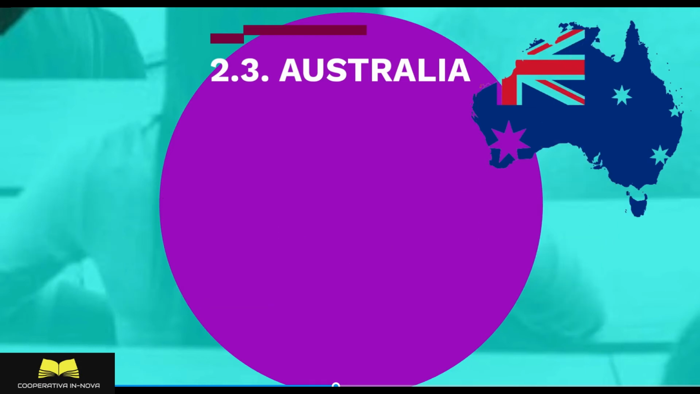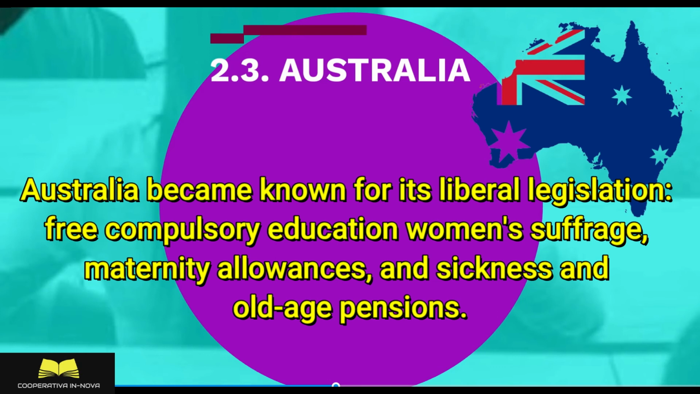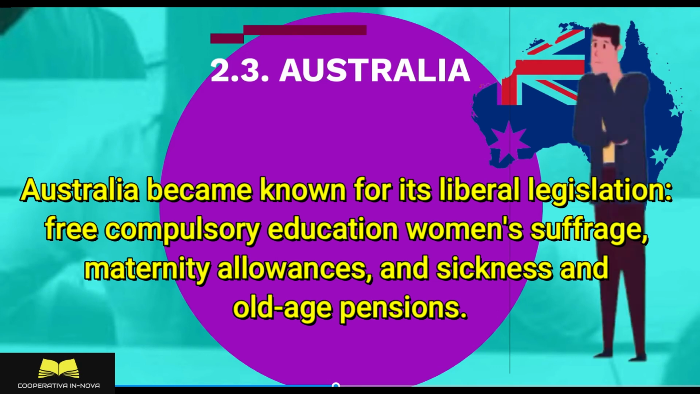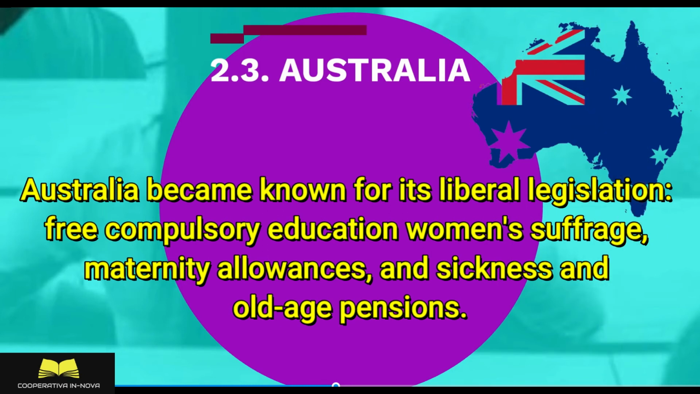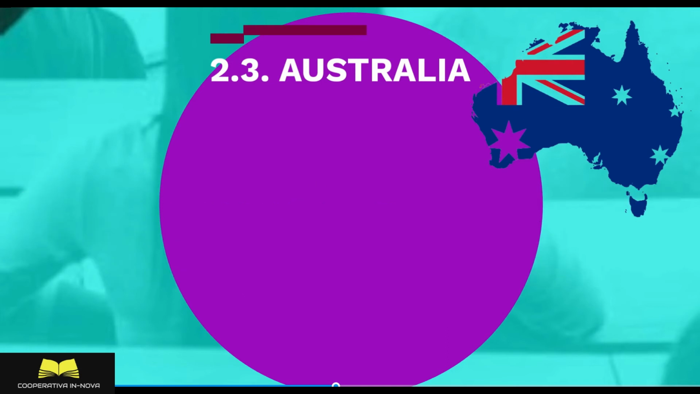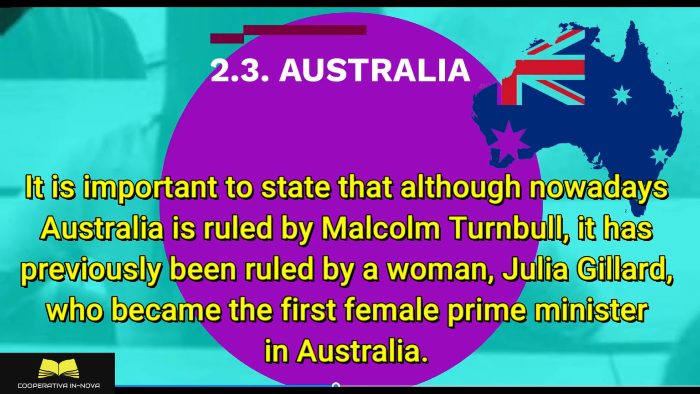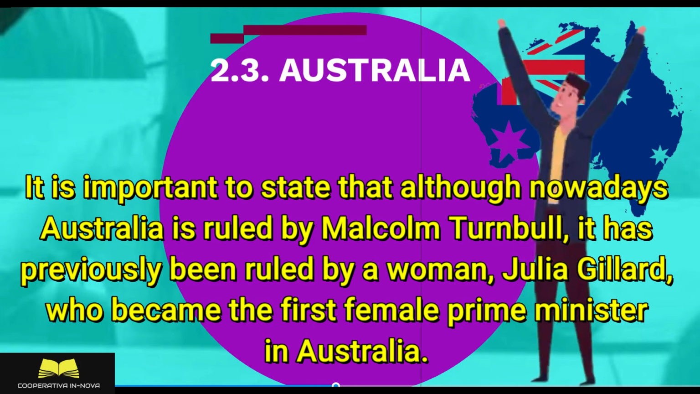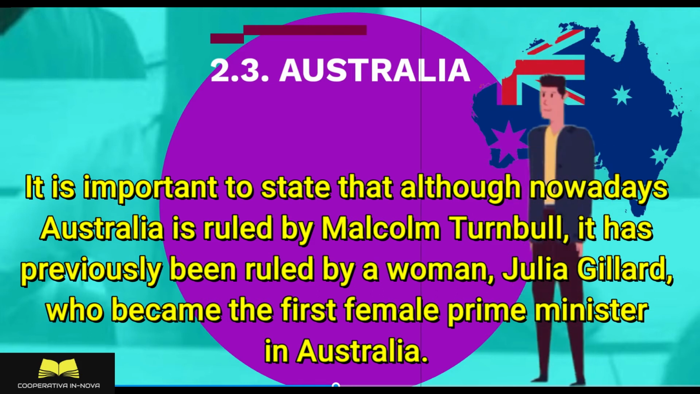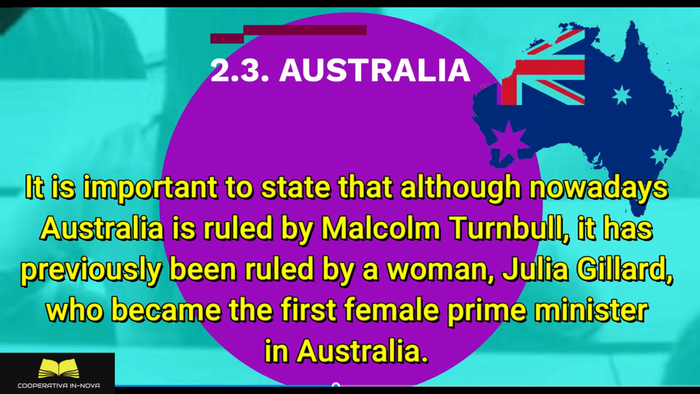Australia became known for its liberal legislation, free compulsory education, women's suffrage, maternity allowances, and sickness and old age pensions. It is important to state that although nowadays Australia is ruled by Malcolm Turnbull, it has previously been ruled by a woman, Julia Gillard, who became the first female Prime Minister in Australia.